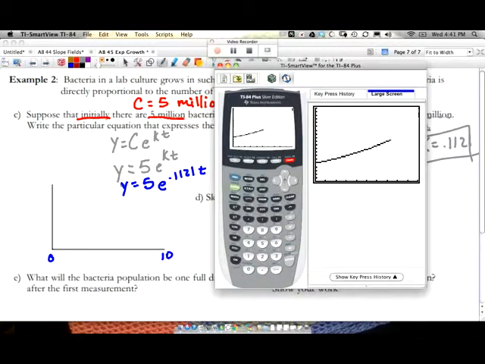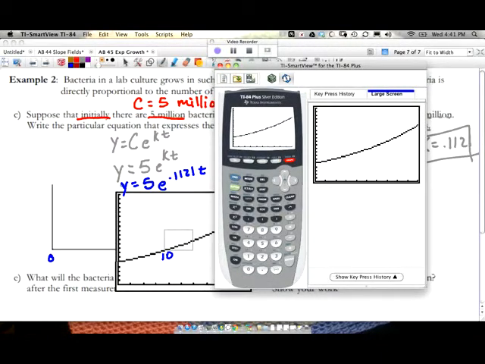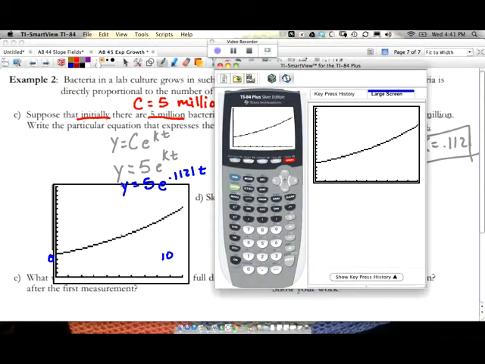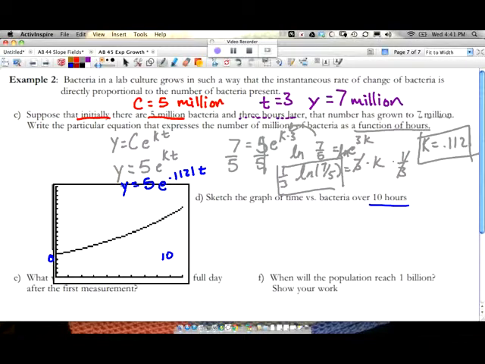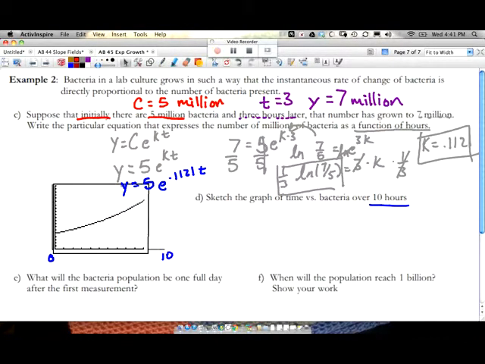Oh, that looks great. Look at that. Doesn't that look great? That looks so good. In fact, I'm going to just copy and paste it. That's wonderful. So let's copy and paste this here. Boom. Oh, from 0 to 10. Let's stretch it this way then. 0 to 10. There we go. All right, so what's my range here? This was 0. This was 20. That's how high I went. That looks pretty good there. Sketch the graph of time versus bacteria over 10 hours.